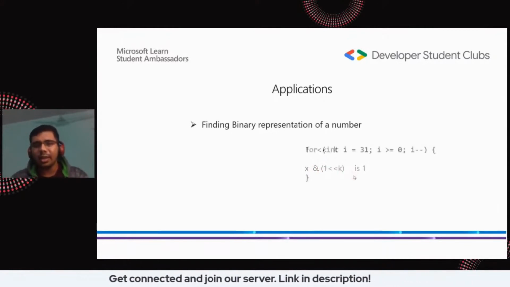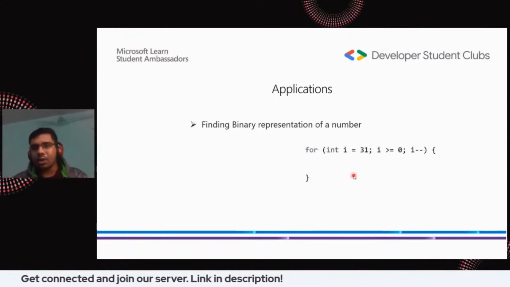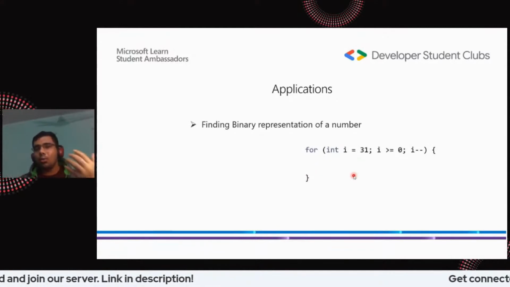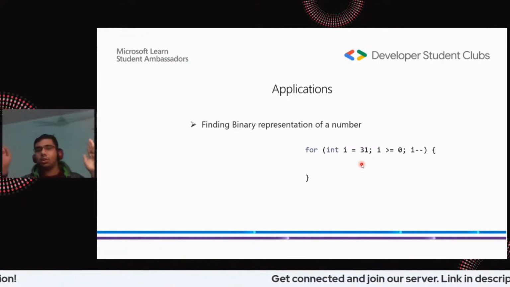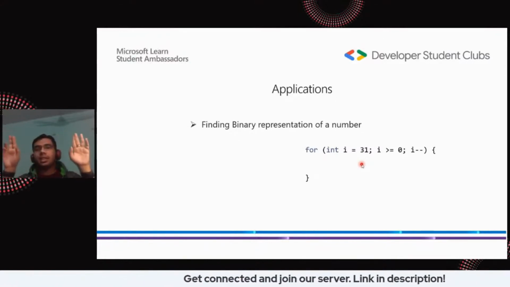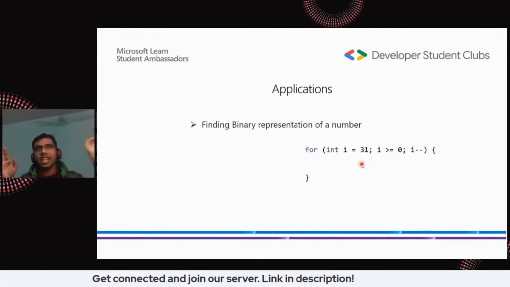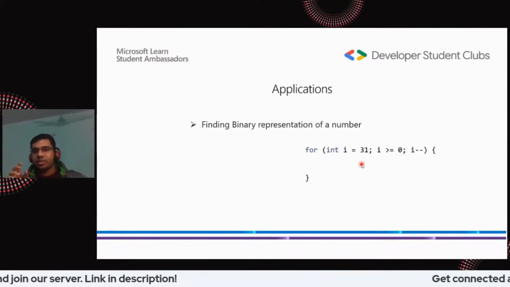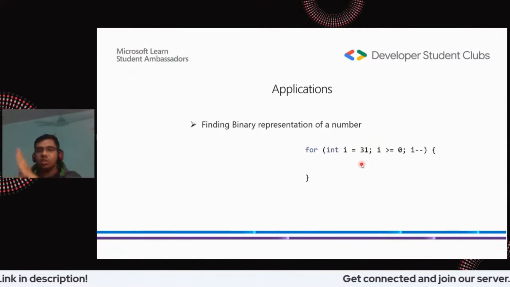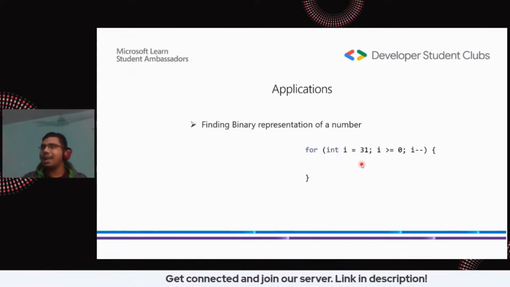Let's implement this in some CPP code. So we are trying to run a loop from 31 till 0. Why? That's basically because we are checking each bit, right? We are checking the MSB first, then we keep on checking each of the bits, and ultimately we need to go till the last one.